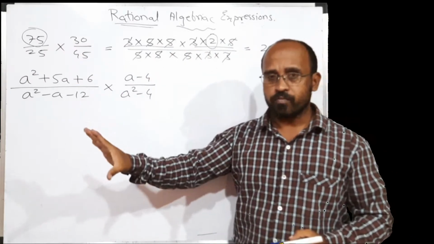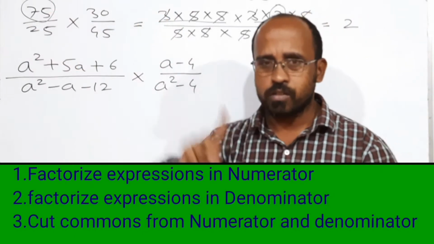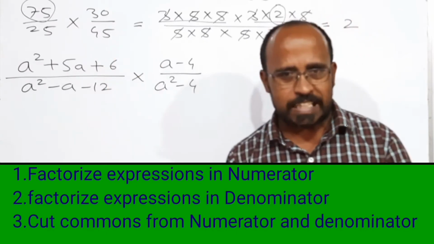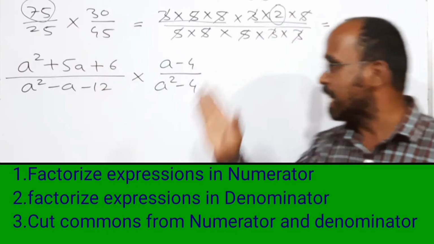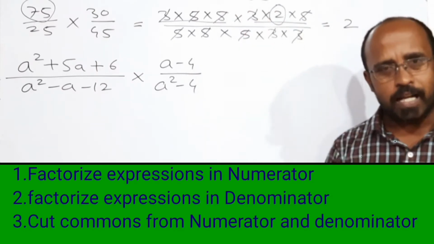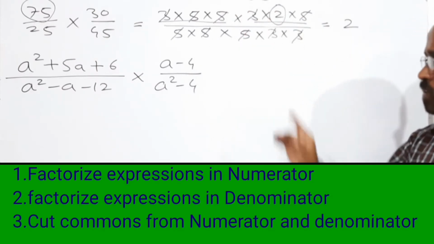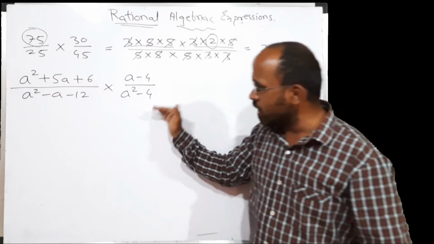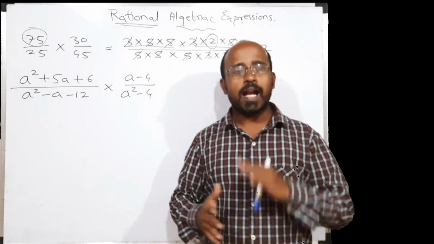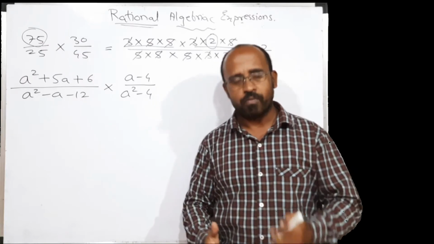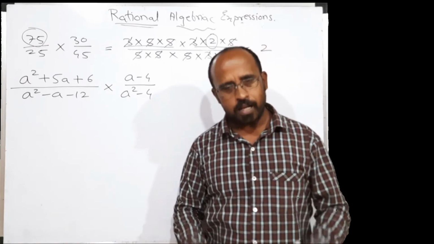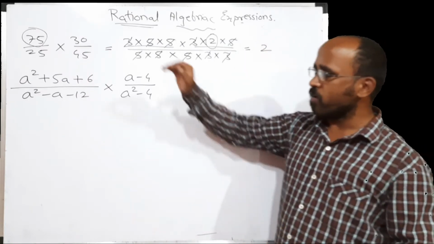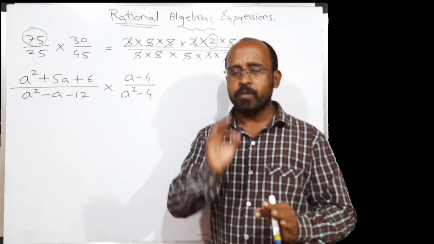So what we have done, we have factorized the various expressions in the numerator, we have factorized the various expressions in the denominator, then cut the common factors from numerator and denominator. The same thing, students, we are going to use here. Here also we are going to factorize the numerators, then factorize the denominators, and among those we are going to cut the common factors from numerator and denominator. Now the question may arise, how to factorize it? Normally, students, for factorizing algebraic expressions, very few formulae are used.